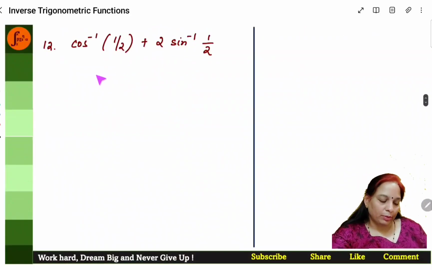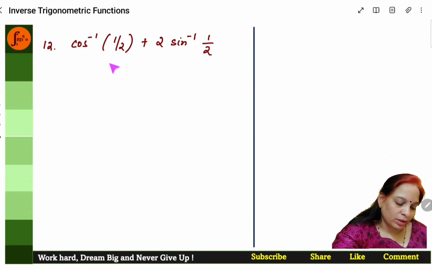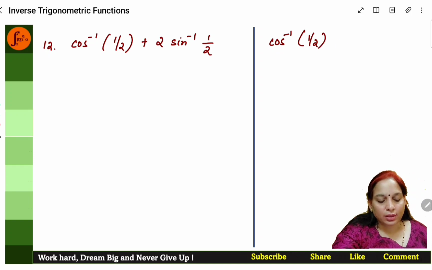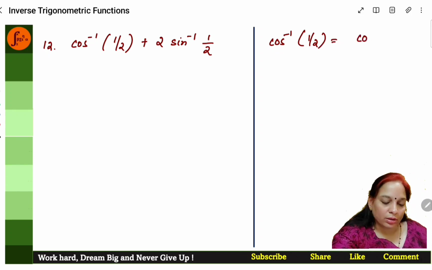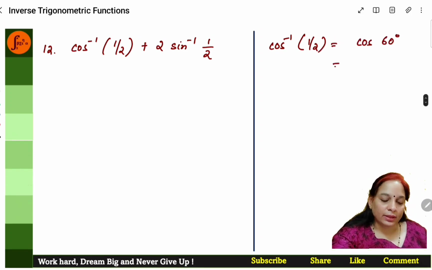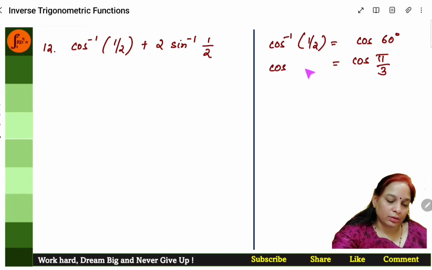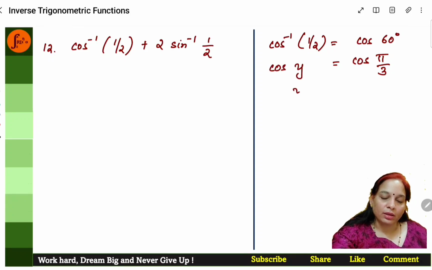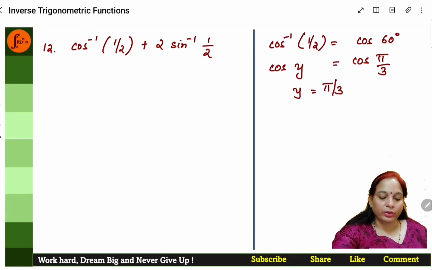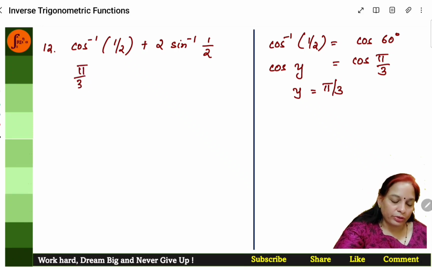Now let's solve the 12th problem. Again, cos inverse of half. Cos inverse of half is going to be cos 60 degree, that is cos pi by 3. Cos pi by 3 is cos y. Therefore, y is pi by 3. So I'll write pi by 3.